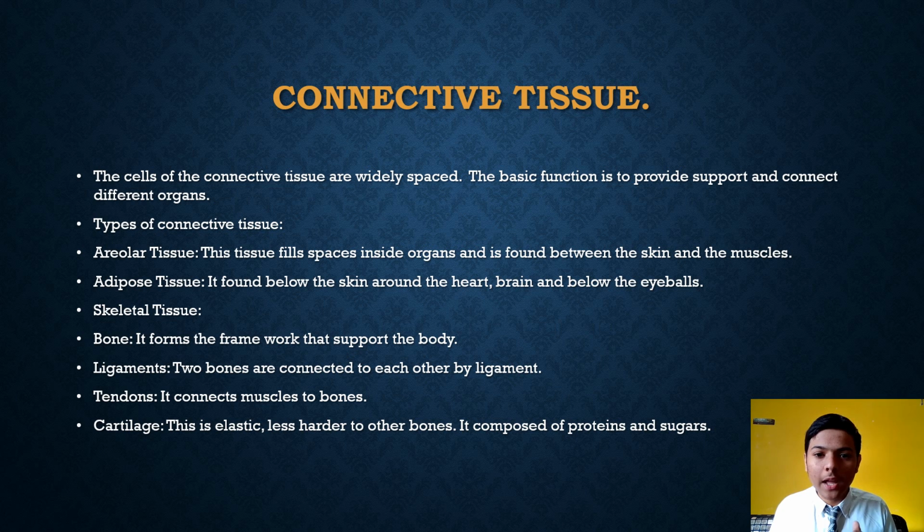In brain also there are various types of connective tissue which are connected to different organs. The types of connective tissue are areolar tissue, adipose tissue, and skeletal tissue. Again, skeletal tissue is divided into four types.